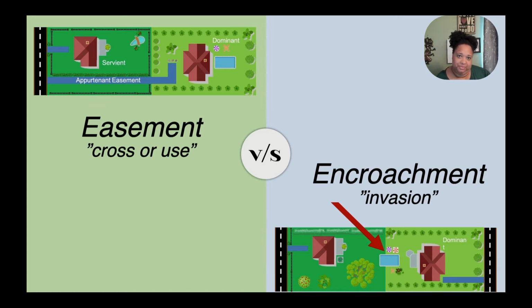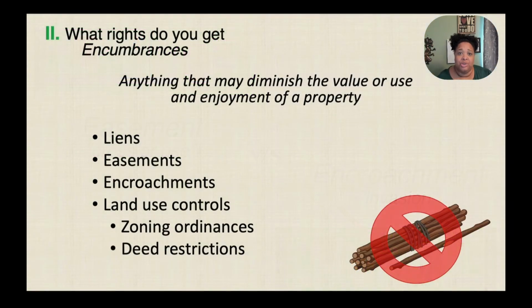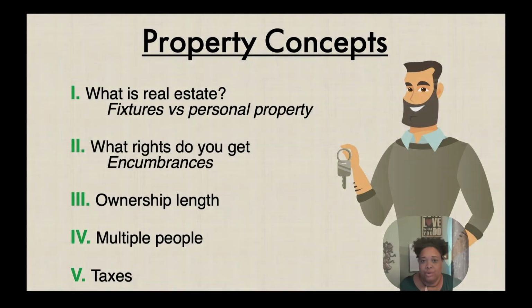So we were talking about our encumbrances, whether they're liens, a charge against a person or a property, or an easement, a right to use or to cross, or an encroachment, which would be an invasion, or somebody's property spilling onto somebody else's. And remember, there are the land use controls like your zoning. So now that you know that you can own property and that there are things like fixtures, and we know there are things that are going to take away your rights, we should probably talk about estates.